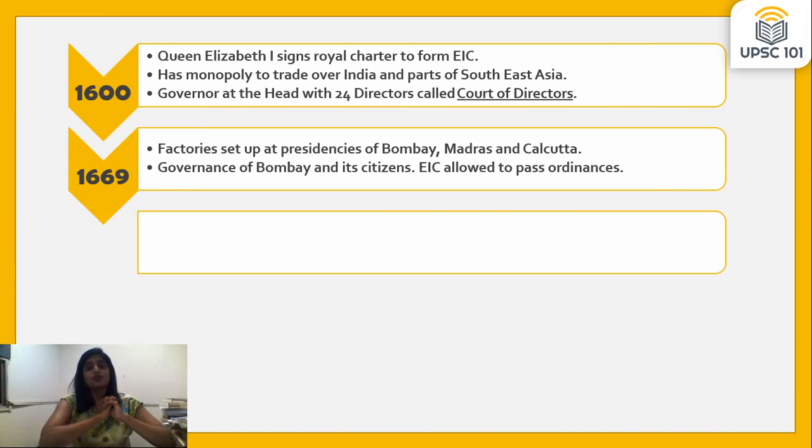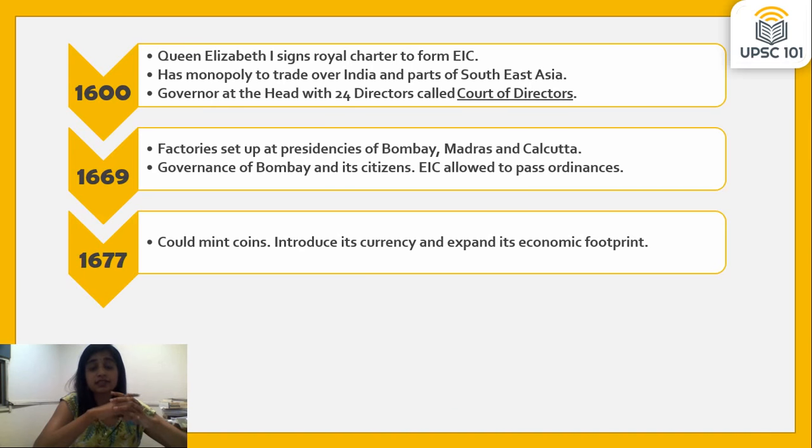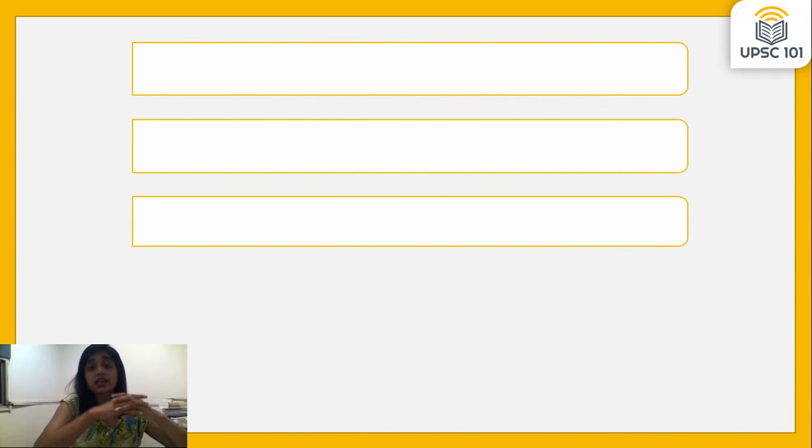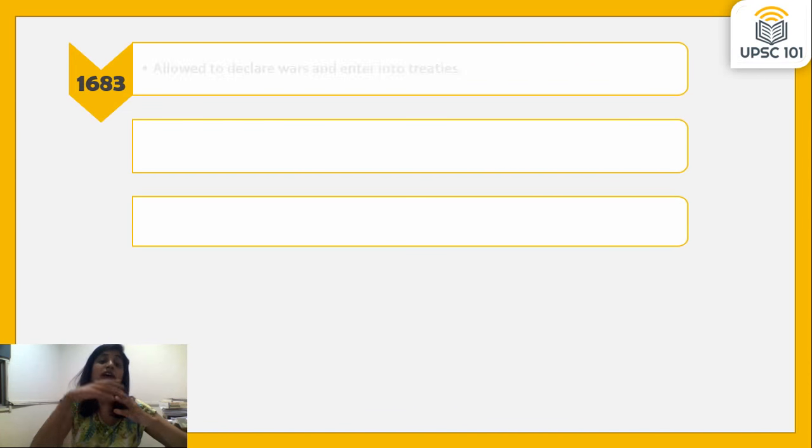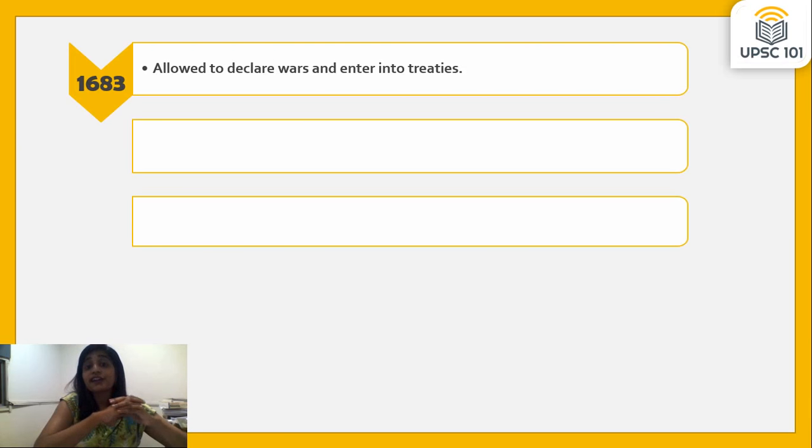Then of course let us move on to 1677, a very important year again because economically the company was allowed to mint currency. It was allowed to print coins, right? And that was a very important milestone for the East India Company. The next one is coming up on 1683. The Charter Act of 1683 allows the company to declare wars, right? It empowers the company to declare wars and enter into treaties.